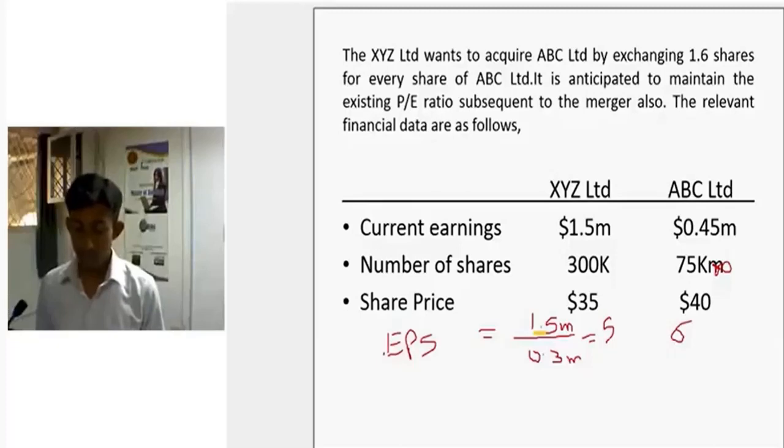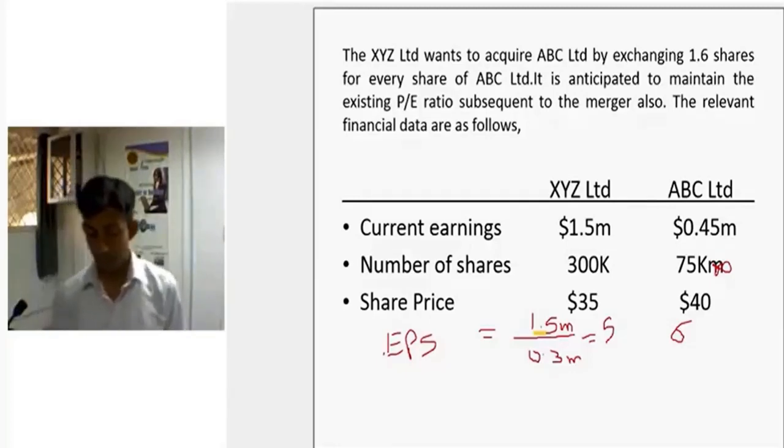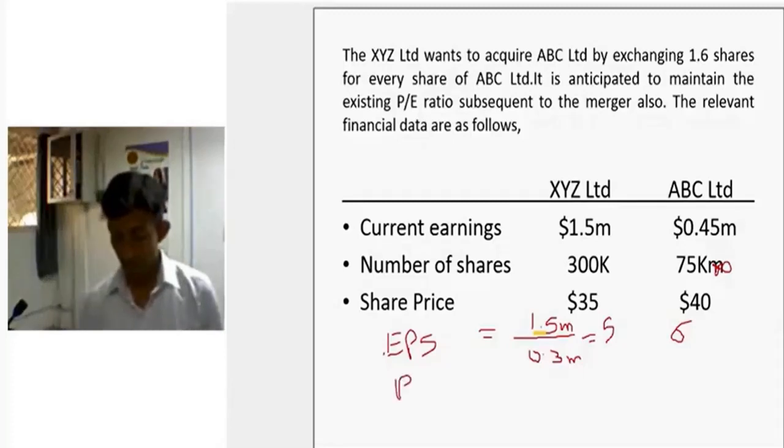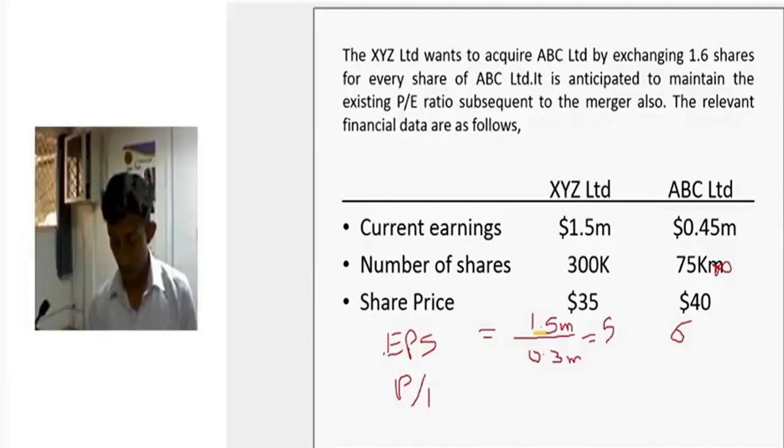Now for us to calculate the PE, we need the price and the earnings per share. So have we got the price of the two companies? So that's also given. So then can we calculate the PE then? We can calculate the PE of the two companies. So how do we calculate the PE? Let's calculate quickly the PE of the two companies.